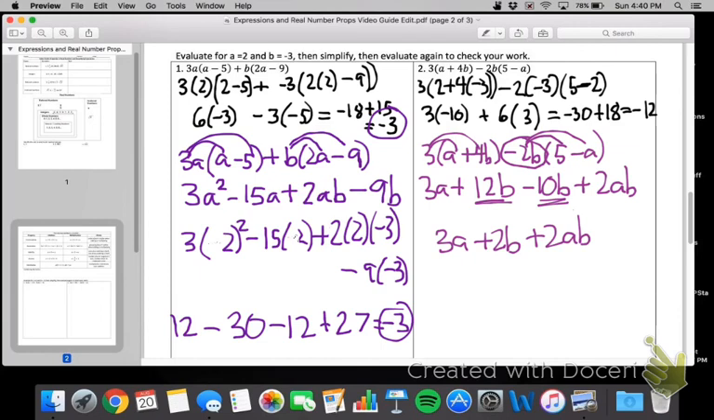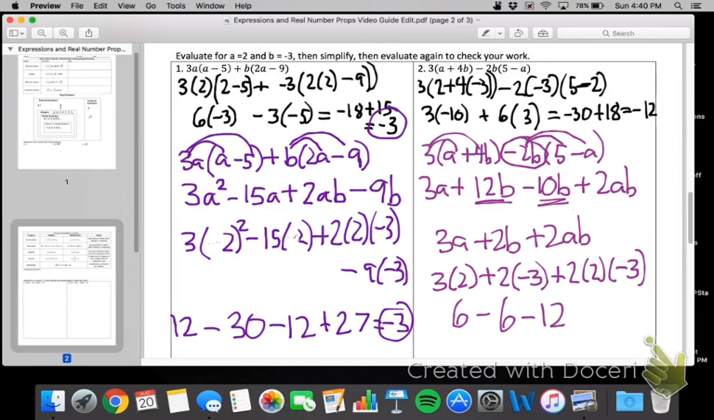And one thing we see when we simplify is it's usually easier to evaluate an expression after it's been simplified. Not always, but usually it is. So if we now substitute in 2 for a, so 3 times 2, negative 3 for b, 2 times negative 3, and again 2, negative 3. And wouldn't you know it, we get 6 minus 6, and then minus 12, which comes out to just negative 12. And there it is. The end.